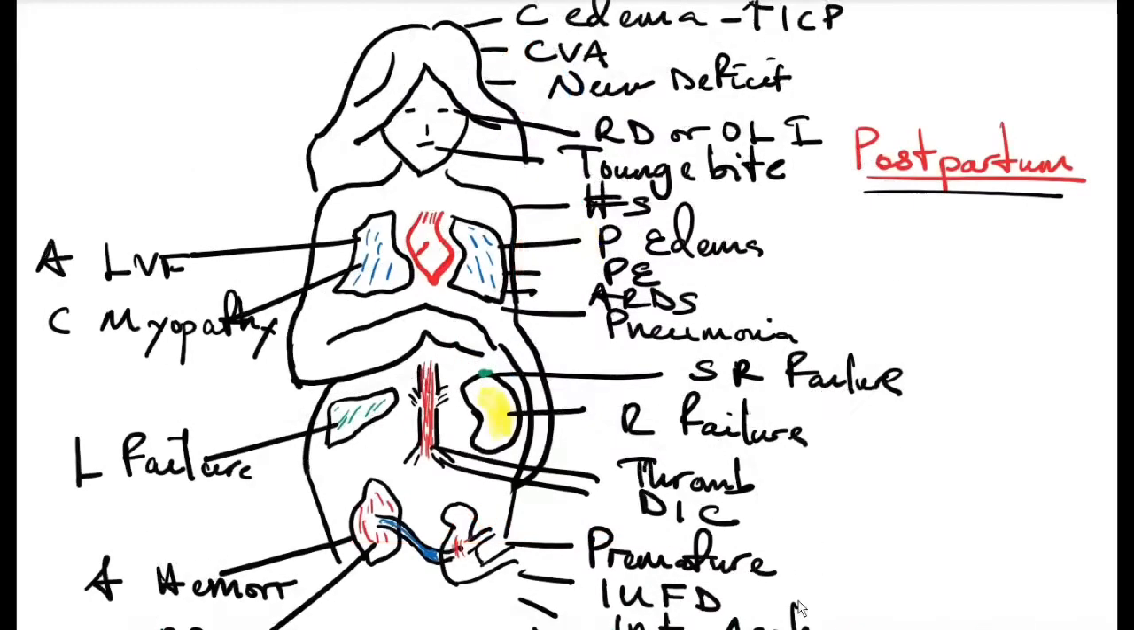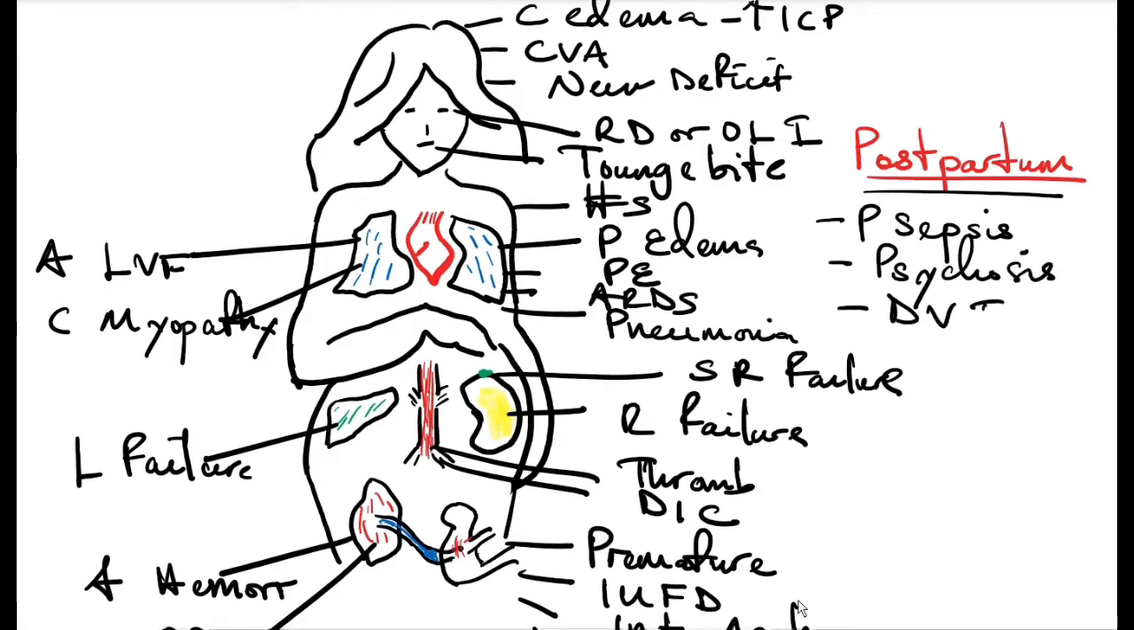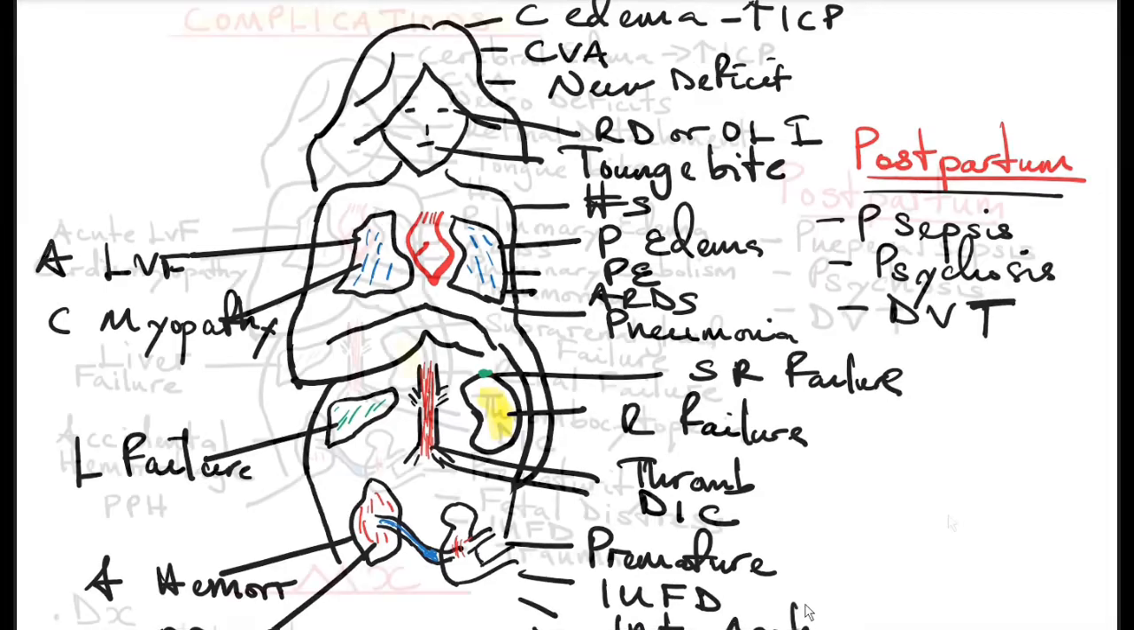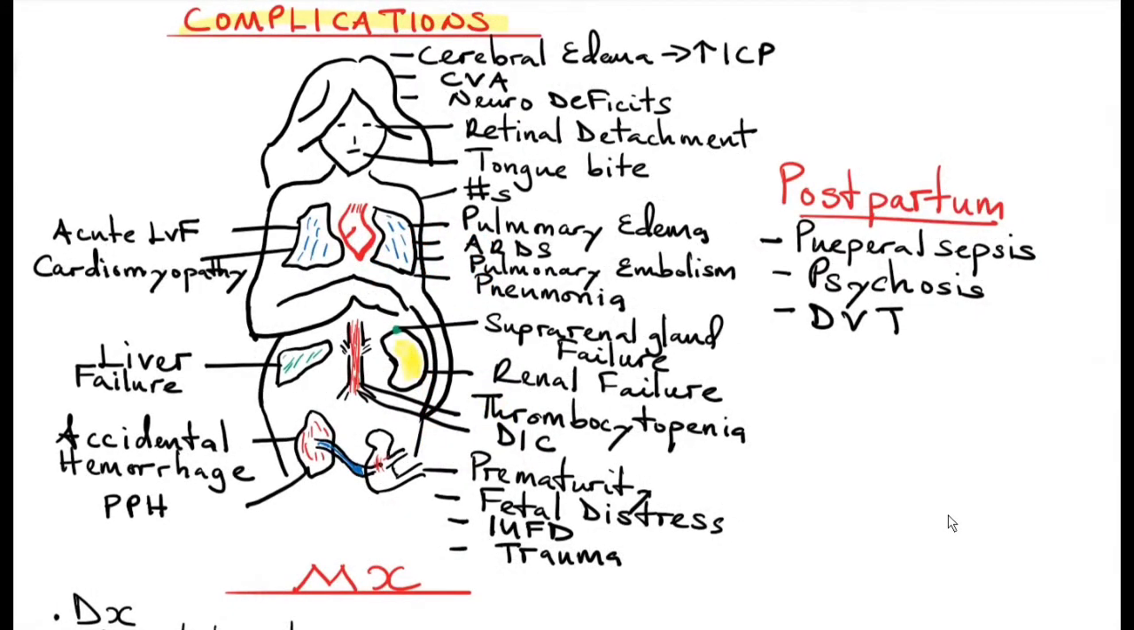In the postpartum period, you can get puerperal sepsis. This can be due to aspiration pneumonia or bed sores due to prolonged immobilization. You can get a puerperal psychosis. You can also get deep vein thrombosis due to prolonged immobilization. So these are the complications you get in eclampsia.